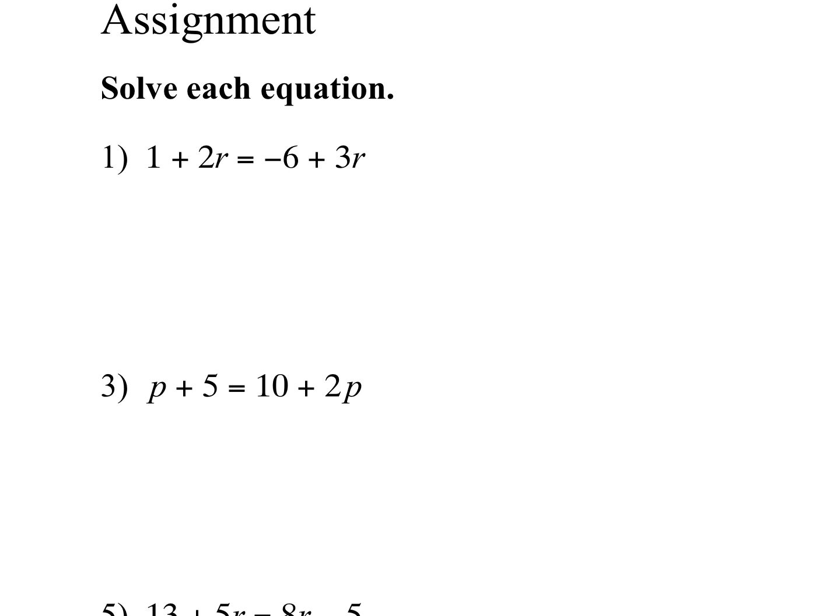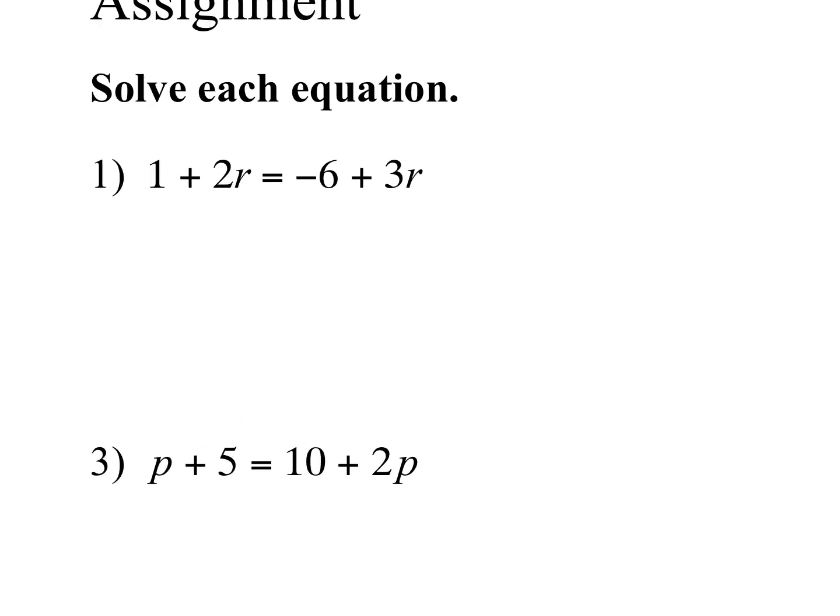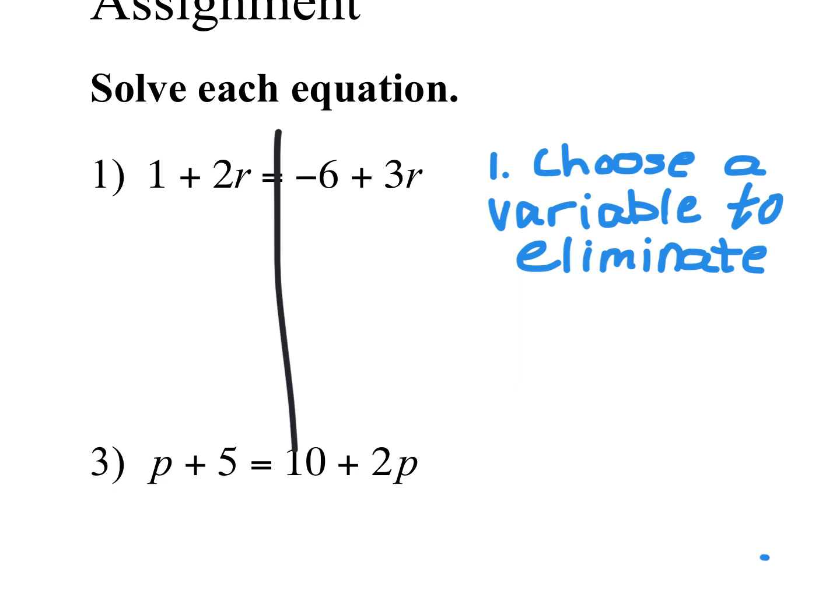And every single one of these problems is going to have the same series of steps. You're going to notice that you've got variables on both sides of the equal sign this time, and you can't combine them because they're on opposite sides of the equal sign. So what we're going to need to do for step 1 is choose a variable to eliminate.